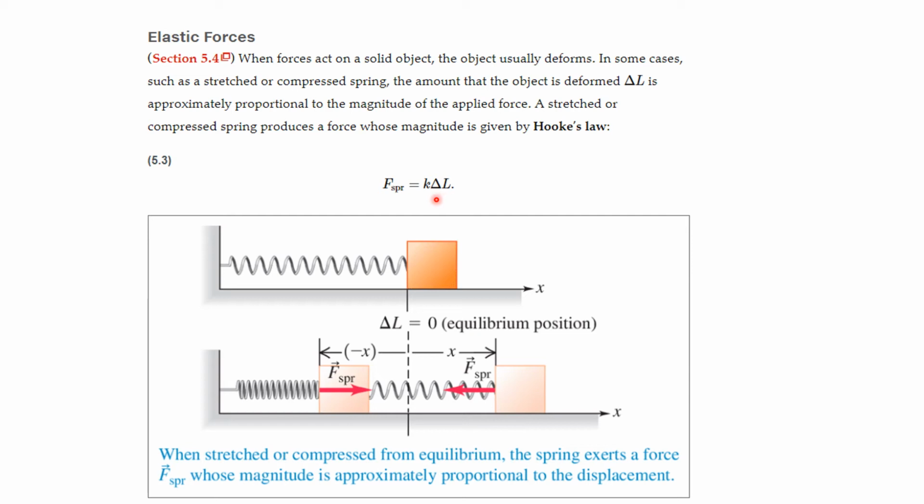Hooke's law says that the force required to deform the spring by delta L, a change in length of L, is proportional to the distance it deforms. And there's a thing here called the spring constant. So if you have a big spring, there'll be a large spring constant. If you have a small spring, you will have a small spring constant. If you're in the equilibrium position, nothing is happening. But if you push this in by delta x this way, it's going to be kx is the force. And if you pull it out this way, it is going to be kx also. But notice that this force and this force are the same magnitude, but they're in opposite directions. So when stretched or compressed from equilibrium, the spring exerts a force, F spring, whose magnitude is approximately proportional to the displacement. That's the theory.